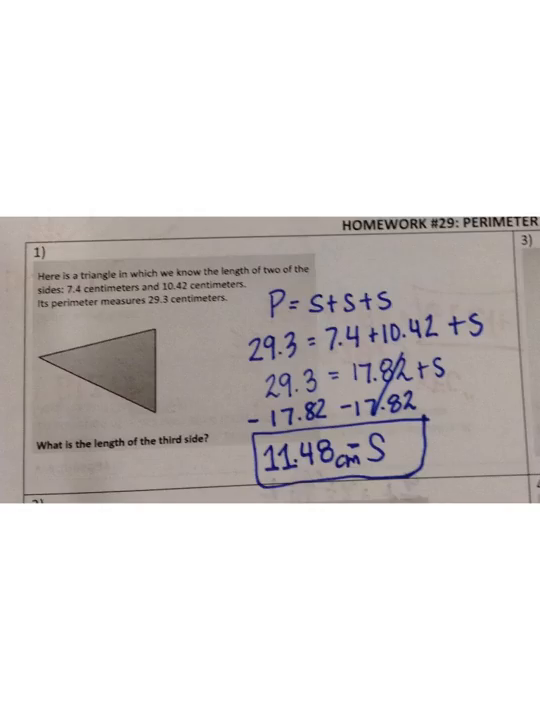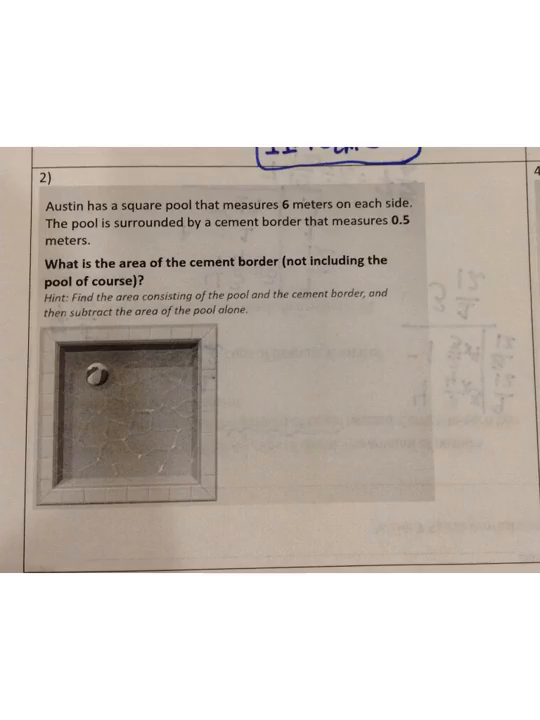So I know that perimeter is side plus side plus side for a triangle. I'm given the perimeter of 29 3/10, and then I know that I'm going to add 2 of the sides, and the remaining side is what I'm looking for. So I added the 2 sides that I knew, which is 7.4 and 10.42, and then I subtracted that from the perimeter. So what's left over is 11 48/100 centimeters, which is the third side.